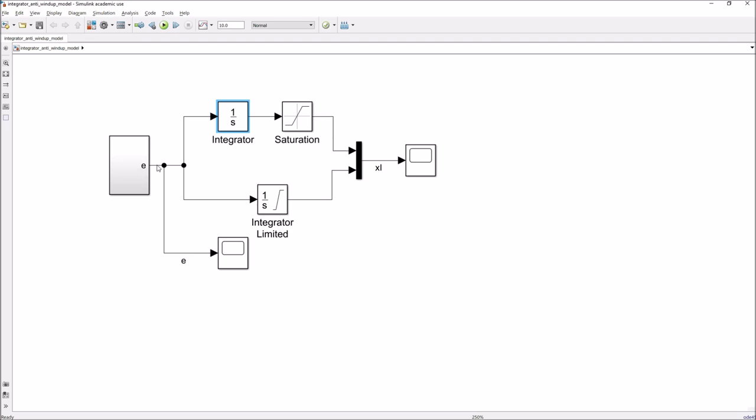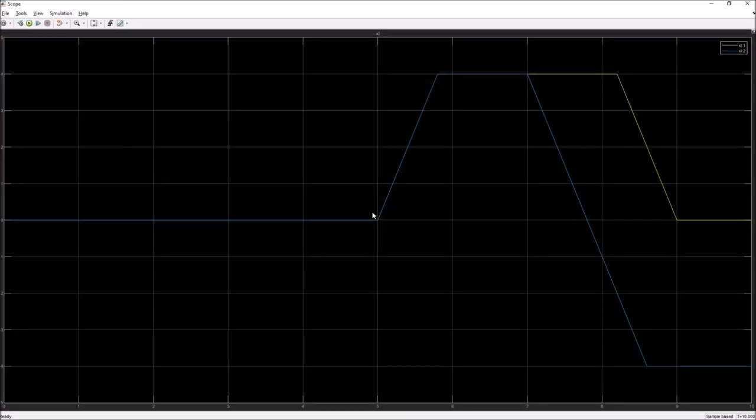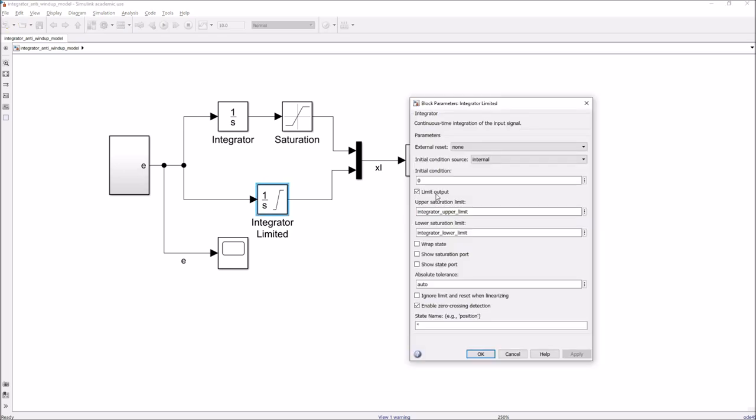So long story short, even if you feed the same error signal to both the top and the bottom, they don't produce the same output. In fact, let me run this and show you that. Look at this. This clearly shows that these two systems behave differently. The blue one is the one you want, and the yellow one is that top system where we just limit the output, but we don't limit the integrator state. So again, I know I'm being kind of nitpicky about this, but I really don't like the name which says limit output.